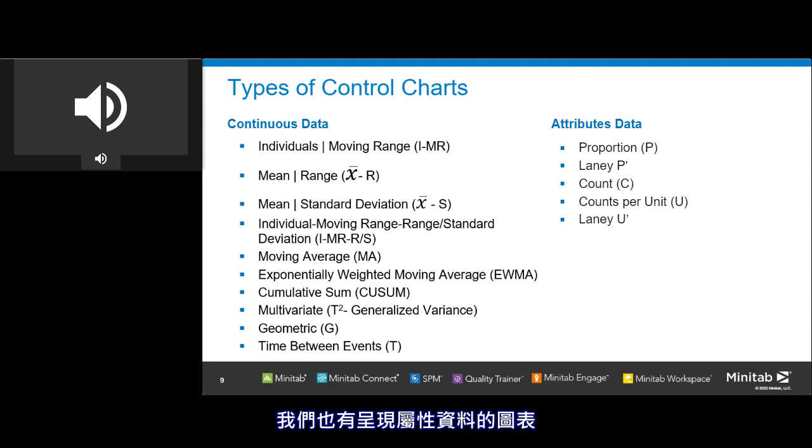We also have charts for attributes data. So when you have proportions data, such as the percentage of defectives, or the percentage of customers who decided to purchase some product, the proportions chart is probably the most popular on the attribute side to plot those proportions over time, and again, some other things as well.